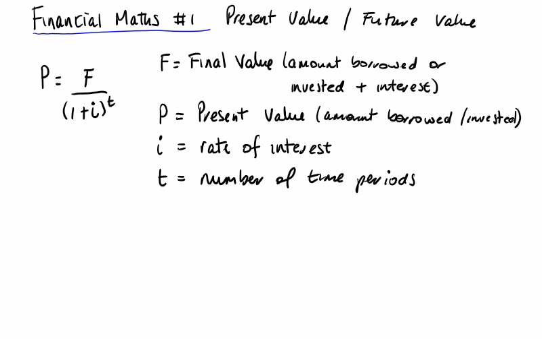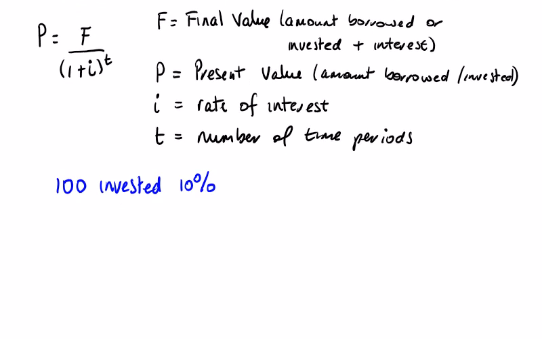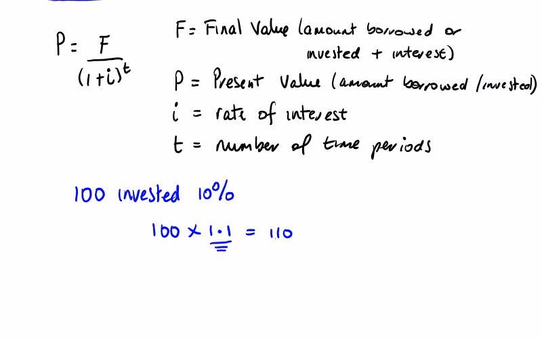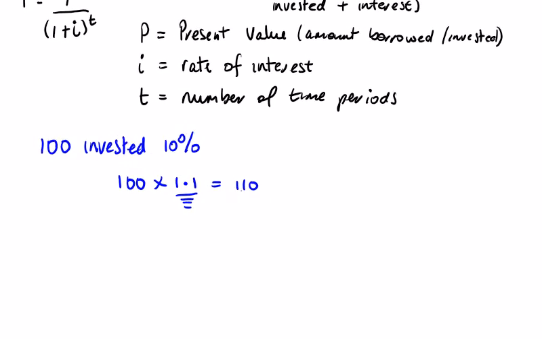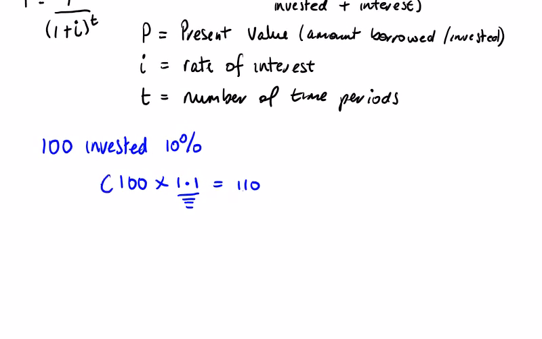If we start off with a really simple example here, 100 euros invested at 10%, we see the magic of compound interest. In 1 year's time, we're going to have 100 multiplied by 1.1, which is 110. So this is 110%, where 1 is 100% and 0.1 is 10%. So in 2 years' time, we're going to have 110 by 1.1, which is equal to 121.